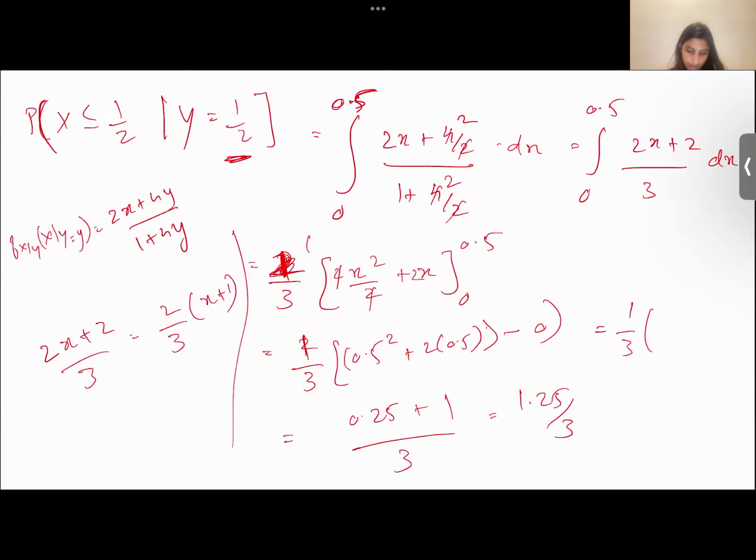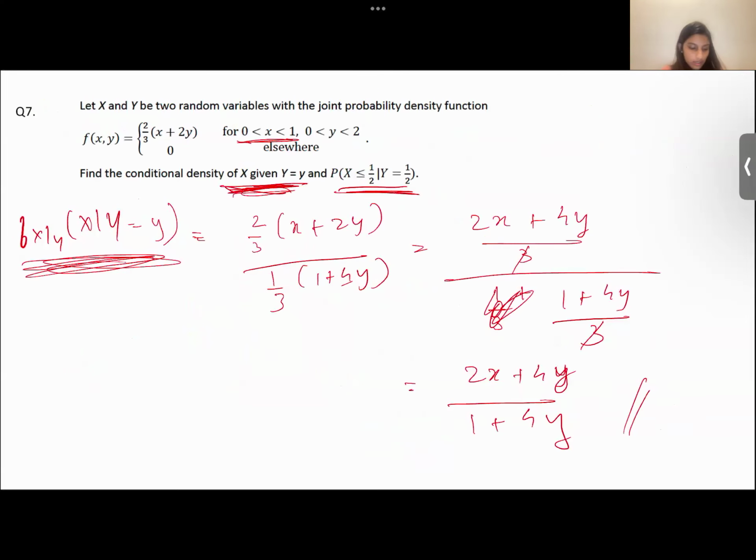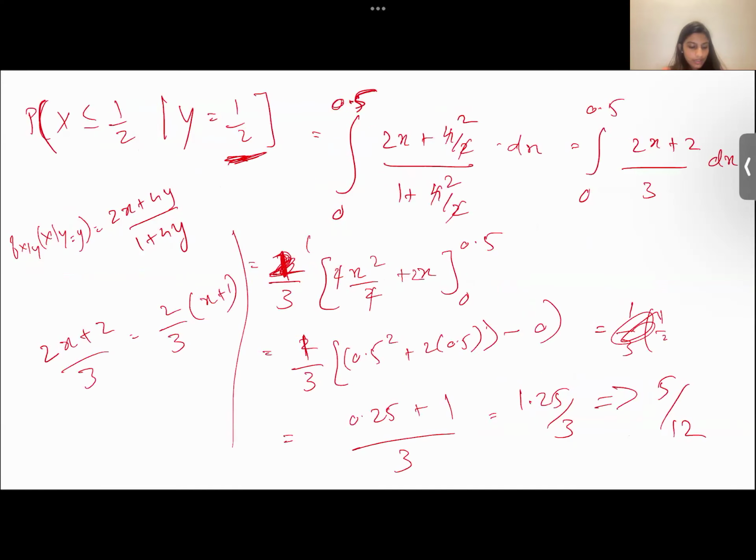1/3. Yeah, but still it's the correct answer. The equivalent fraction would be something like 5/12 if you properly calculate it. Anyway, this is the whole concept of how you do it. You calculated your conditional density of X here, and you just substitute whatever value of Y was given here, and you change your X limits according to this, and you do the same integral. You'll get the answer.